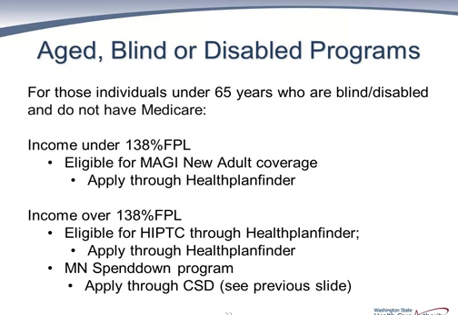Those who have income over the 138%, well, again, they have that choice. They could look at perhaps qualifying for health insurance premium tax credit through the Health Plan Finder, and maybe they would like to go that route, sign up with a qualified health plan, or they still have the option to go through the medically needy spend down program. If they want to go through medically needy spend down, again, we would encourage them to apply through the processes that we talked about on the previous slide through the community services office.